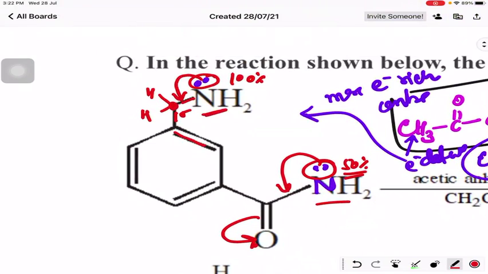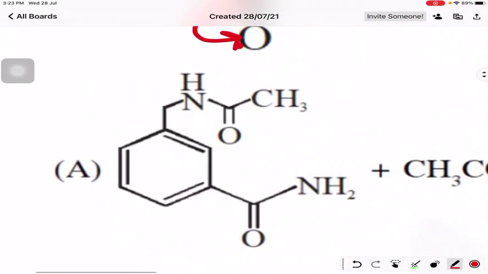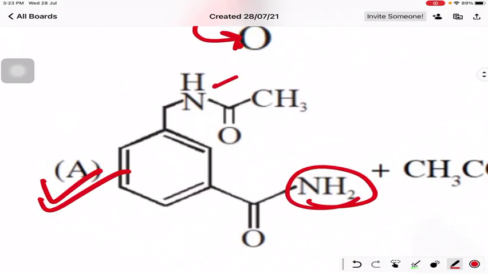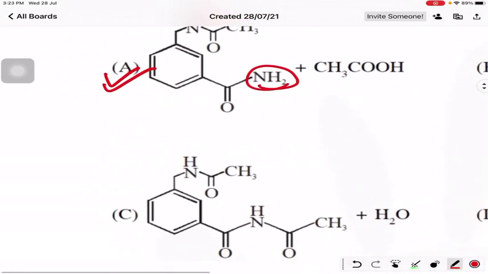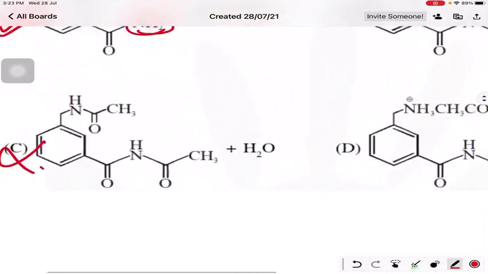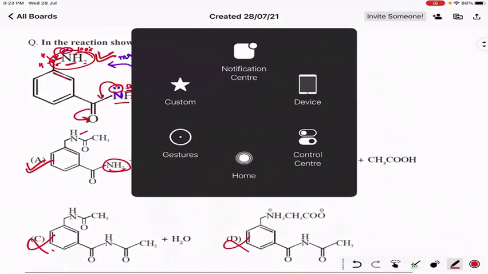This center is more electron rich. Obviously, acylation will occur at this site only. So we can eliminate the options from here. This is the correct option, where one NH2 is intact and acylation occurred on the group present on the side chain. So all other options are incorrect. So that's all for the day. Thank you so much.